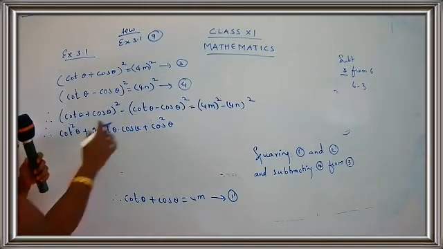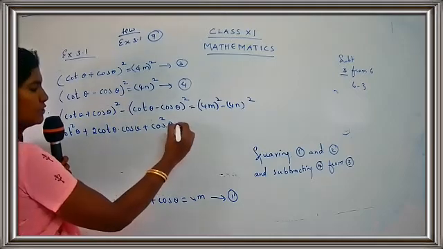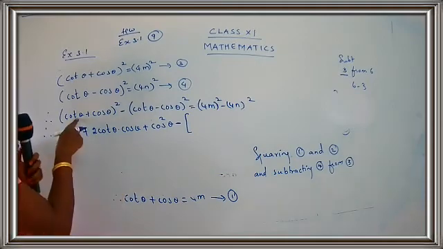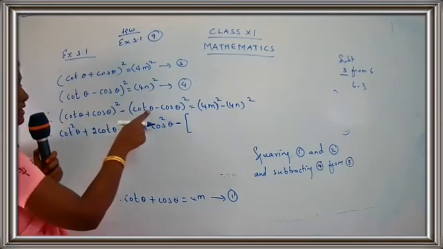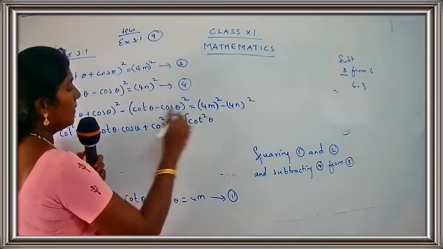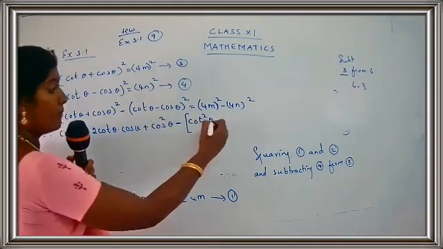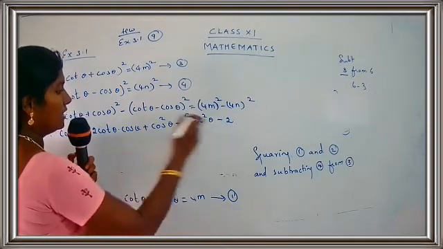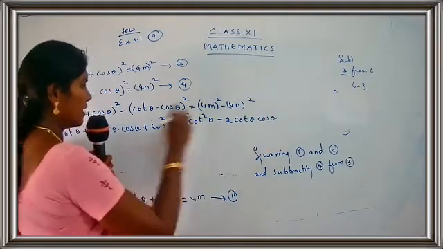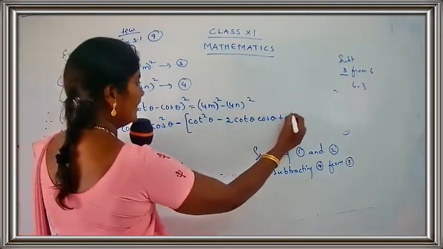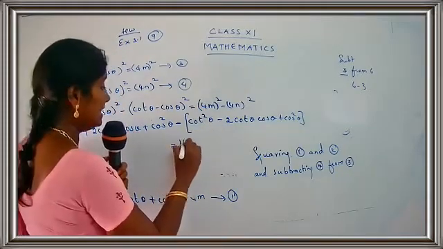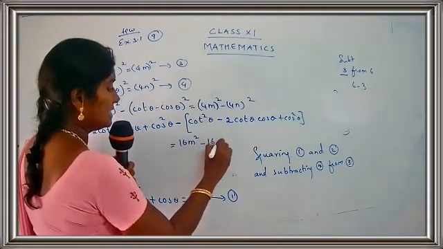Okay, children. Now here I am dealing with the negative sign, so I'll just use a bracket over here. Again here you have to apply (a minus b) the whole square. Here we applied (a plus b) the whole square. Here you have to apply a minus b. So a square minus 2ab, that is cot theta cos theta, plus b square, so plus cos square theta. This is equal to 16 m square minus 16 n square.